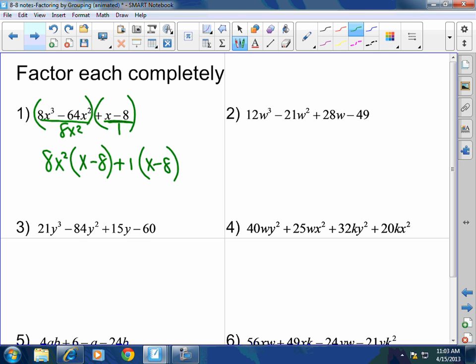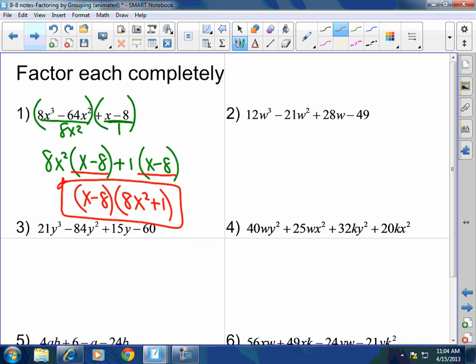Now again, you're factoring out the common term. X minus 8 is common to both of these terms. So I factor out the common binomial, x minus 8, and I'm left over with x squared plus 1. Does that make sense, gentlemen? Sir.